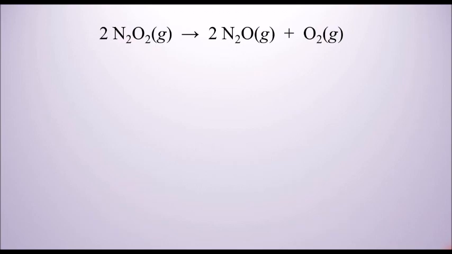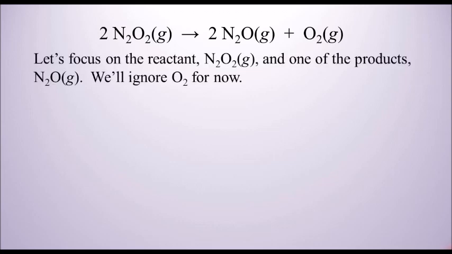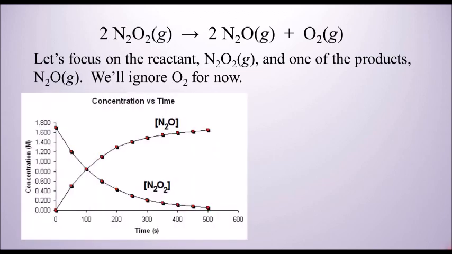So let's take a look at a sample reaction. Here we're going to take 2 molecules of dinitrogen dioxide, and it's going to decompose into 2 molecules of dinitrogen monoxide and an oxygen molecule. For right now, we're going to focus on the reactant, the N2O2, and one of the products, N2O. We're not going to worry about the oxygen right now. We'll talk about that a little bit later. But let's take a look at a graph of the concentration of those 2 substances over time.